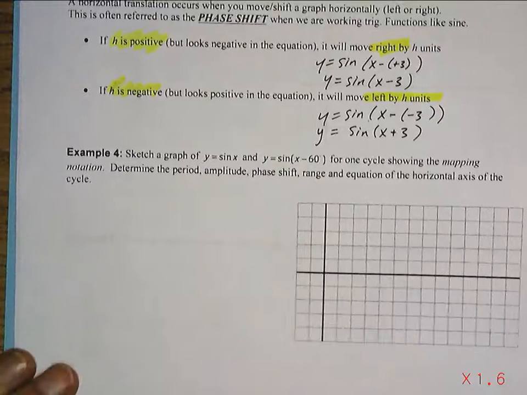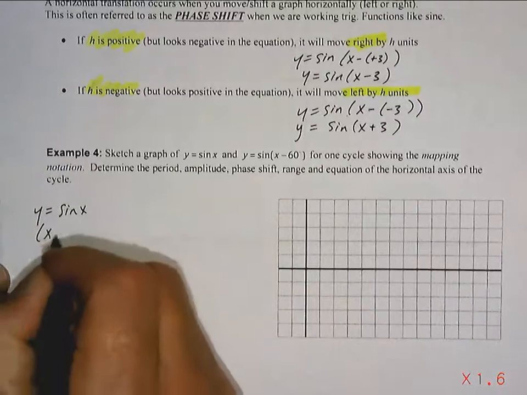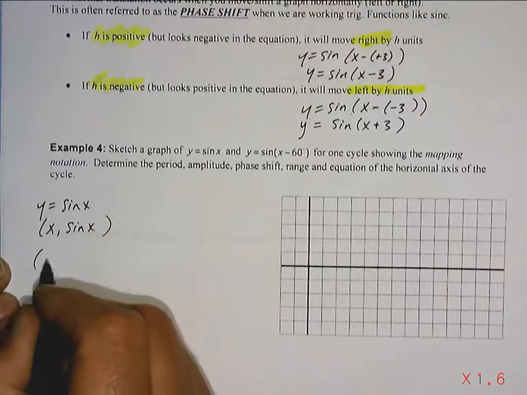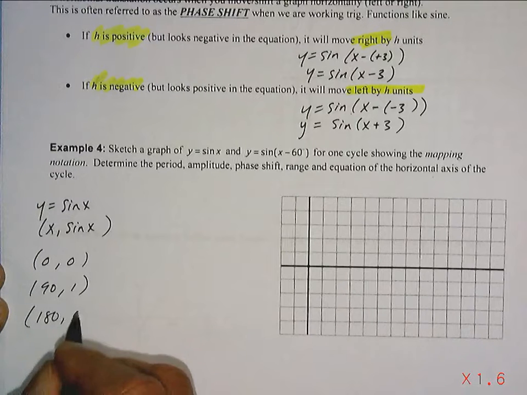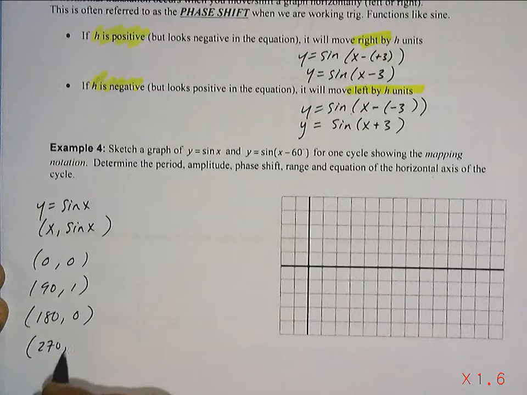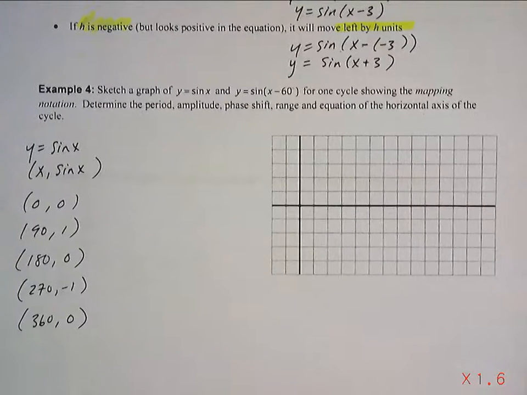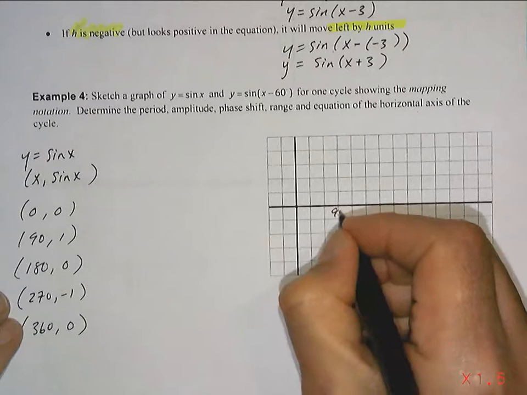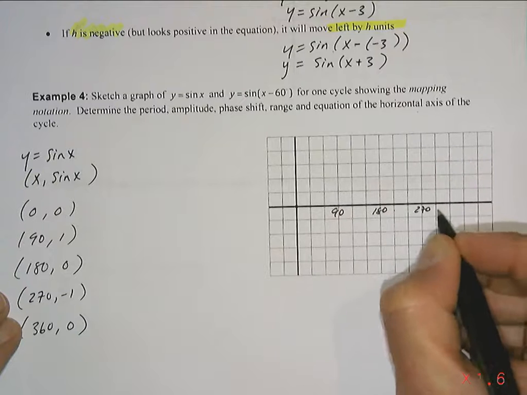Let's take a look. First, let's sketch this guy, y equals sine x. So we're going to sketch all the ordered pairs x comma sine x. So that's going to be 0 comma 0, 90 comma 1, 180 comma 0, 270 comma negative 1, and 360 comma 0. You just got to know those guys. You got to memorize them and know them. So let's sketch these. Let's make this 30, 60, 90, 30, 60, 90, 30, 60, 90, 30, 60, 90.